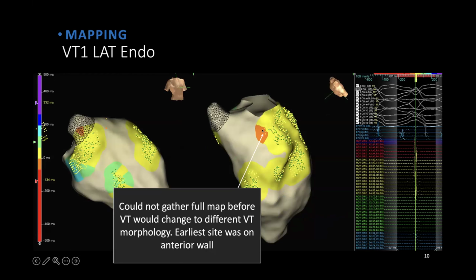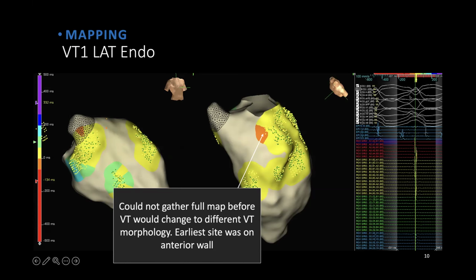And we can see a breakthrough in this area, more in the anterior aspect and also basal. But we were not able to map the full cycle length of the VT because, of course, at some point he was getting unstable, so we had to cardiovert, or he was transitioning to a different tachycardia.